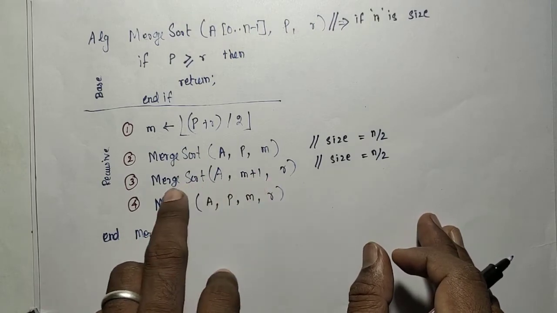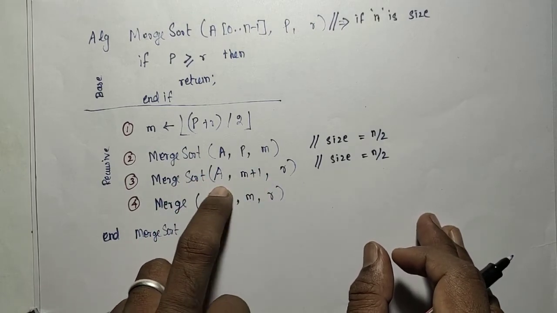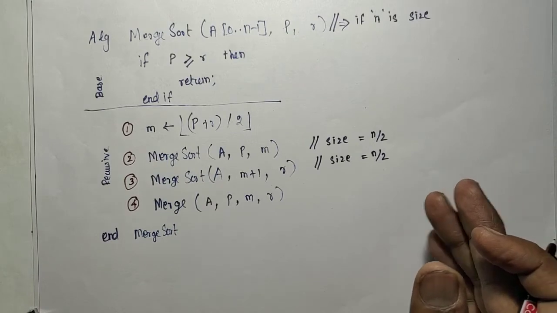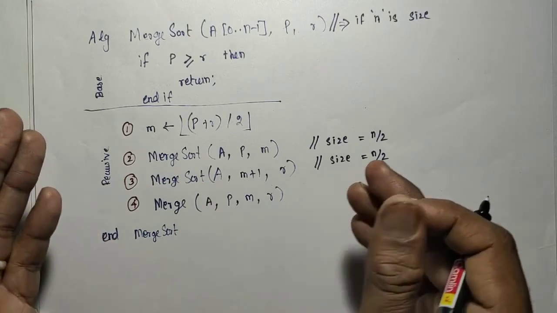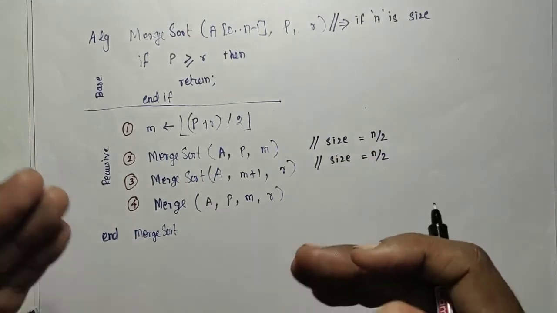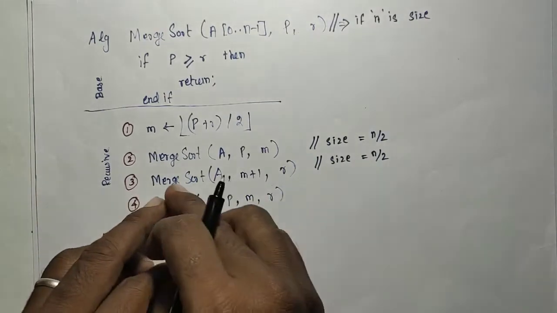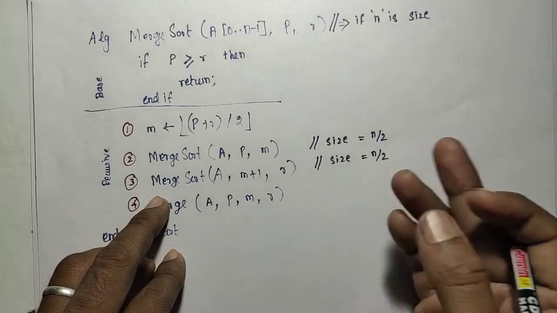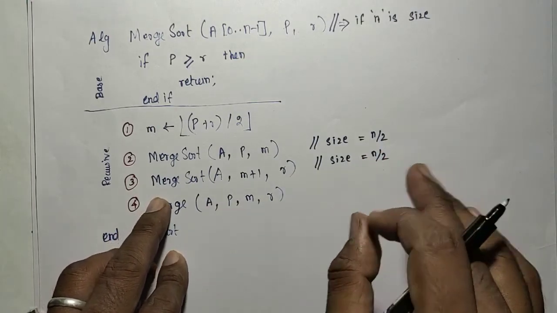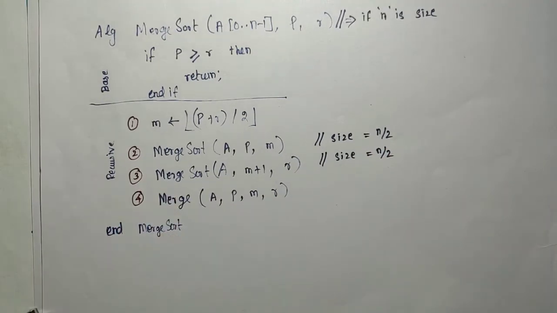Will be more than in that a second call. If the number of elements is even, it will be split exactly. If the number of elements is odd, like 7, what happens? In the second merge sort call, one element will be more. So that can be ignored. Just leave it.